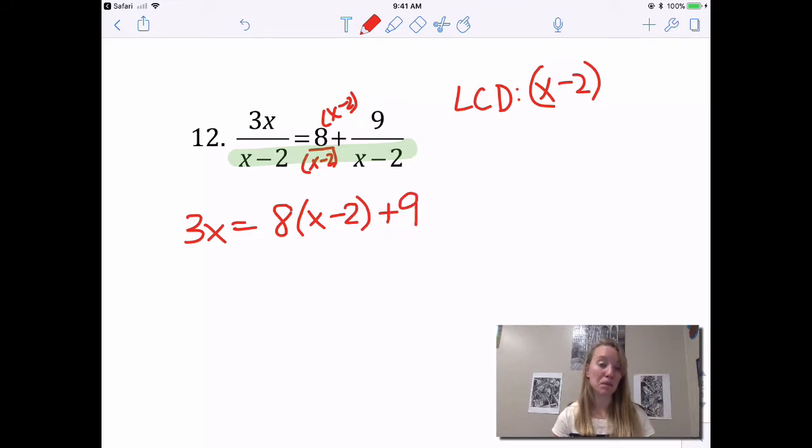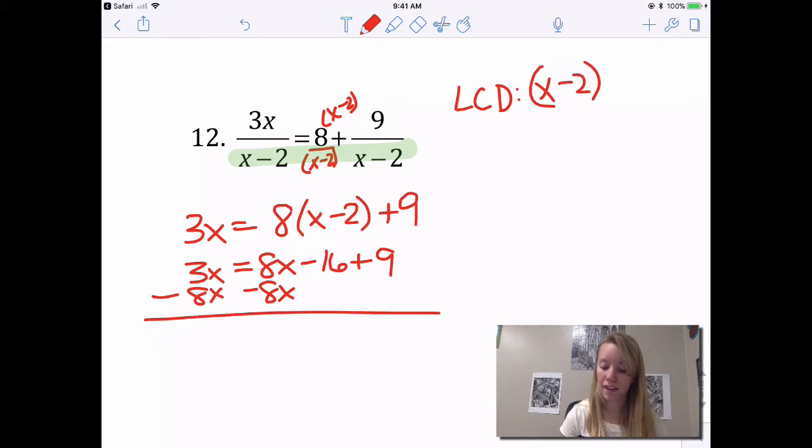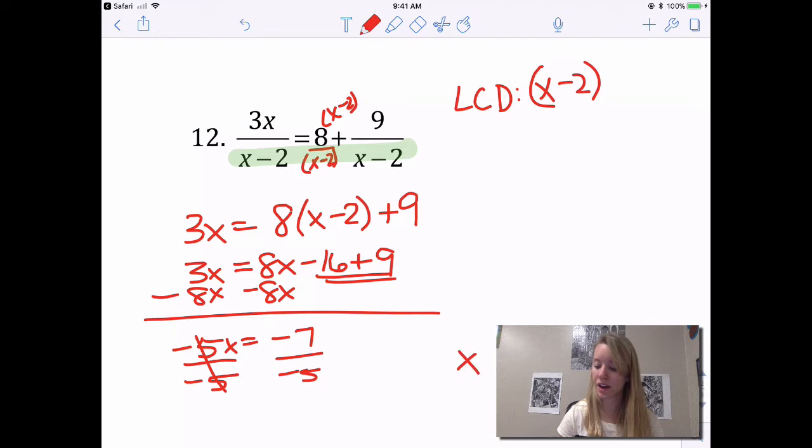And now this is a pretty simple equation. Now that I've gotten the LCD there, I get 3x equals 8x minus 16 plus 9, and I can solve, right? So I can subtract 8x on both sides. I get negative 5x is equal to negative 16 and 9 is negative 7. Divide by negative 5. So x is 7 over 5. Or you are welcome to change that into a decimal, but I would leave it just as 7 over 5.